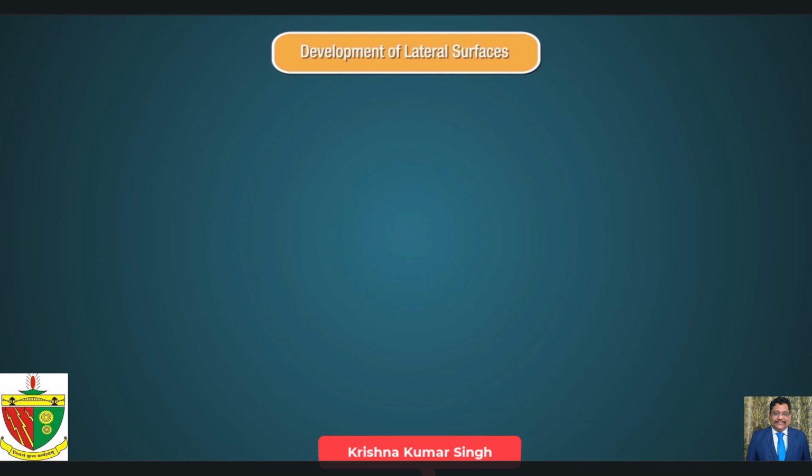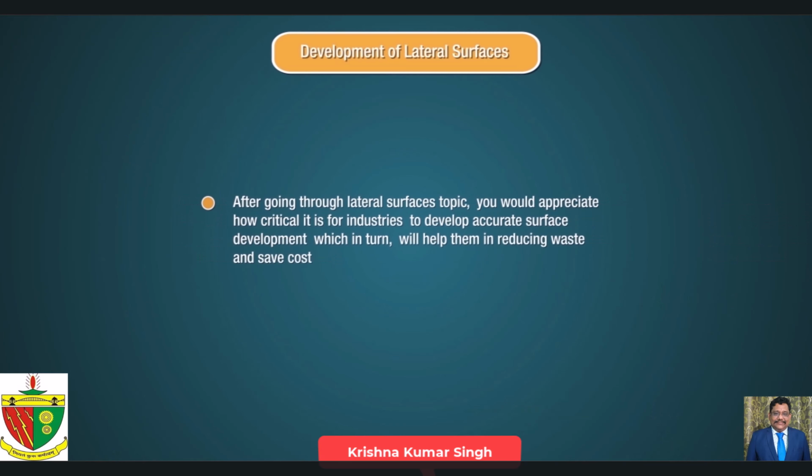Development of lateral surfaces. After going through the lateral surfaces topic, you would appreciate how critical it is for industries to develop accurate surface development, which in turn will help them in reducing waste and save cost.